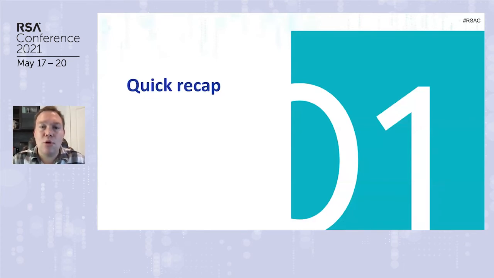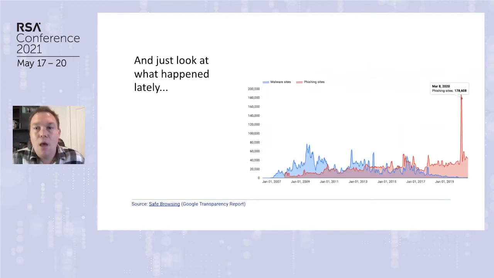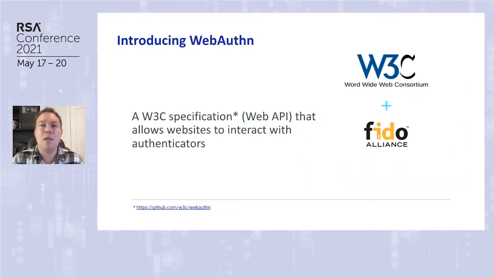Before starting, let's look at a quick recap of the state of internet security. In 2015, we saw something peculiar happening. For the first time, phishing became the dominant exploit vector over malware on the internet, and it's really been the case ever since. Now, you might say that's all good and well, but that data is from 2018. Let's look at something a bit more up to date. Well, this one is a little bit more up to date, and there's also this really strange spike happening around the start of the pandemic.